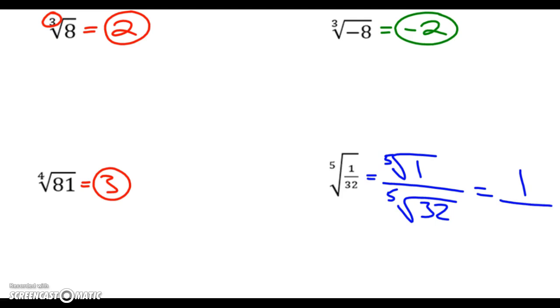And then we just have to look for the fifth root of 32, which is asking us to find what to the fifth power gives me 32. And this happens to be 2. 2 times 2 times 2 times 2 times 2 gives me 32.